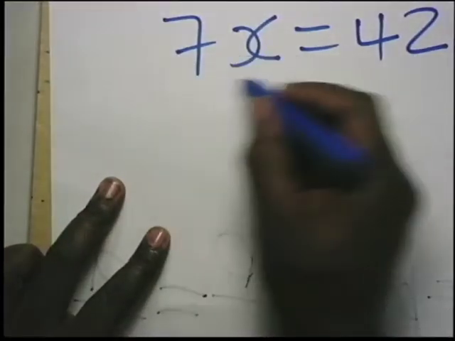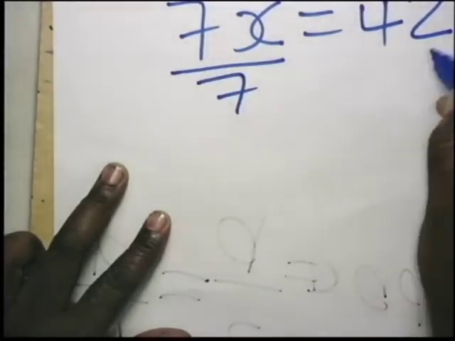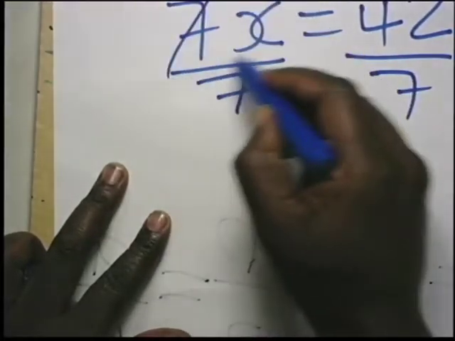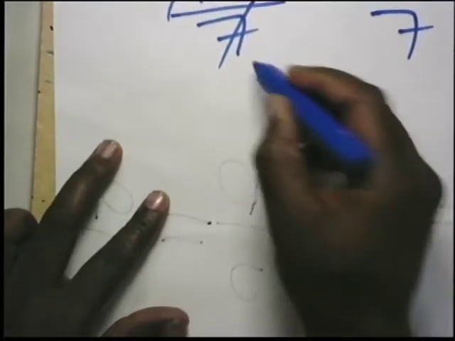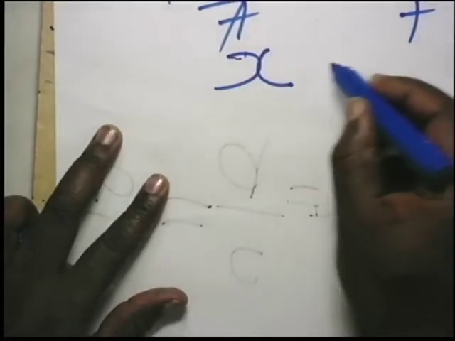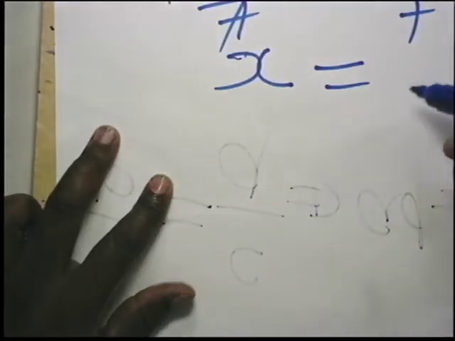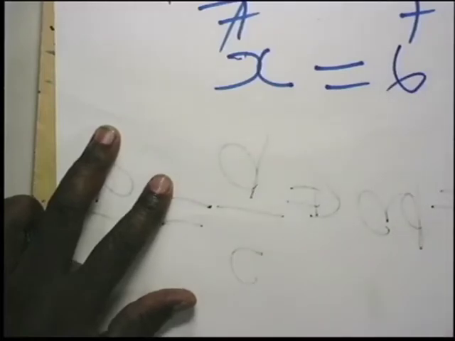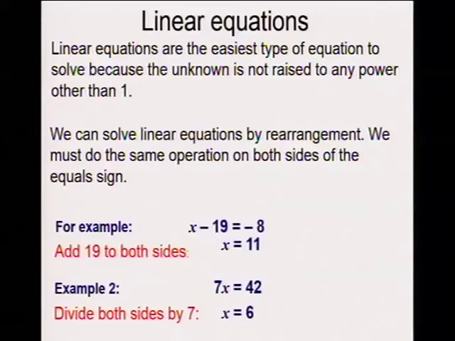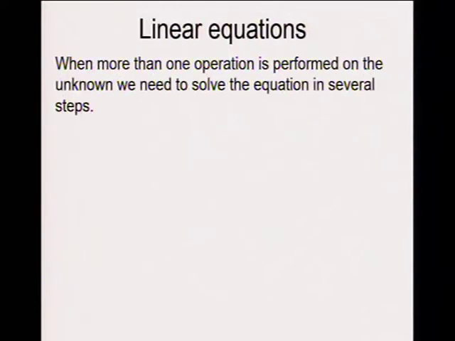We can only remain with an x if we divide either side by 7, isn't it? This one cancels. So this side will remain with only an x, which is equal to 42 divided by 7. 42 divided by 7, we know it's 6. So our x will be equal to 6. That's how we deal with linear equations.